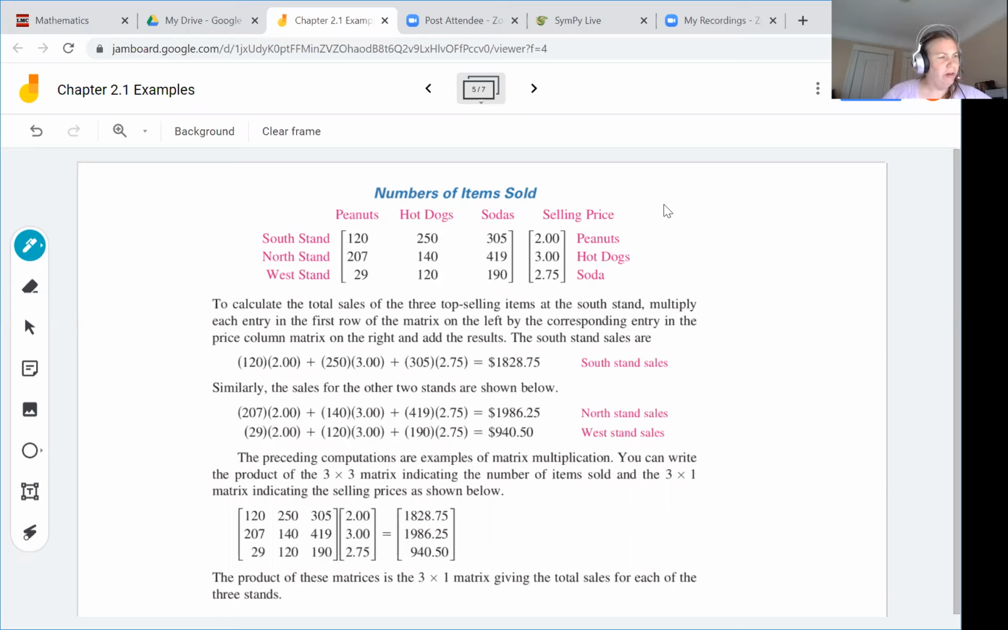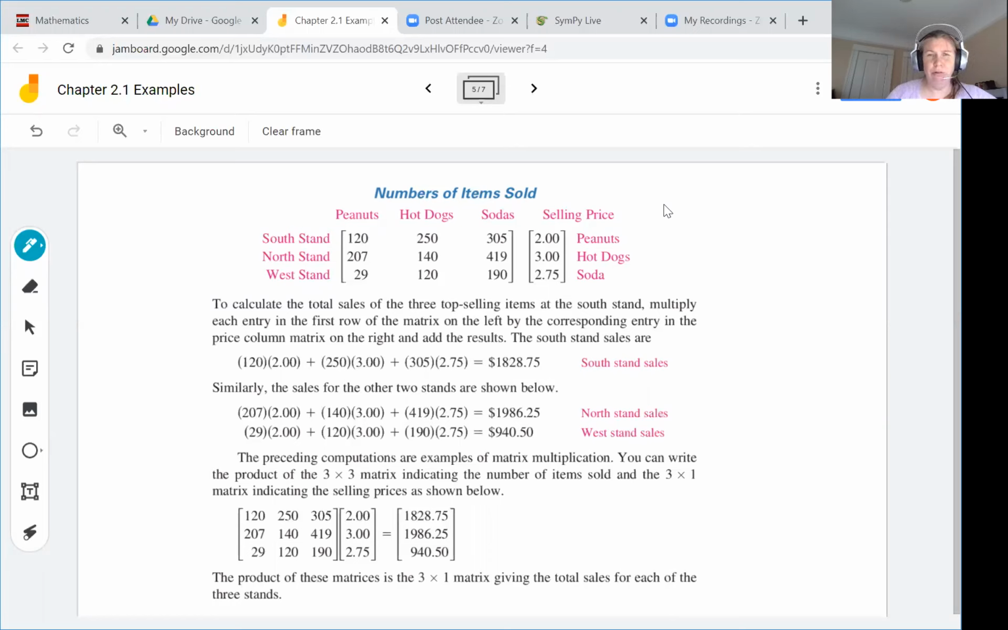So our first matrix is showing the three concession areas in a football stadium: the south stand, the north stand, and the west stand. So these are the three rows corresponding with the three different locations in the stadium where they're selling food. And then the columns correspond with the top selling items: the peanuts, the hot dogs, and the sodas. Because we're trying to arrange two different variables, that's why we have a two-dimensional representation here with the matrix. So we can see the most peanuts were sold at the north stand, the most hot dogs are sold at the south stand, just by looking at the different columns.